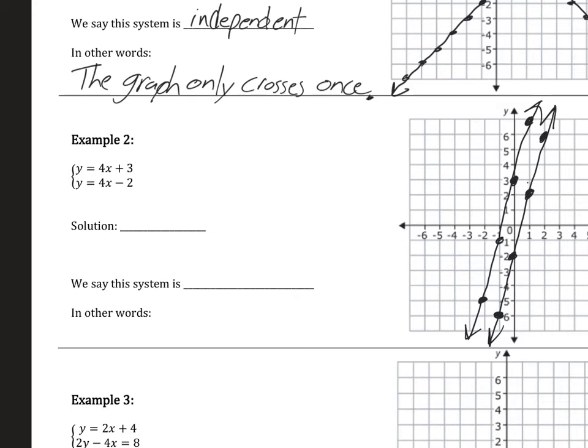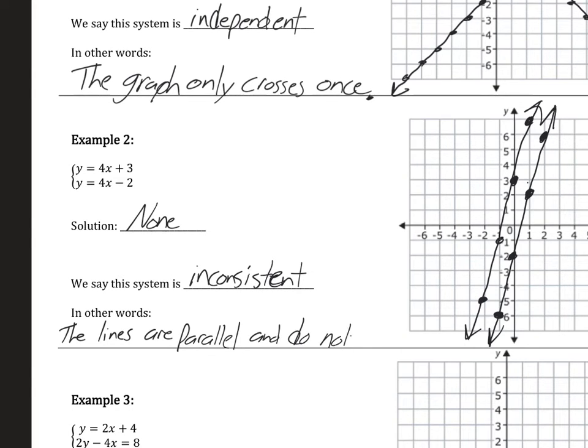What do you notice about both of these? Well, it looks like they both have the same slope, right? So we're going to say they never cross. I'm going to write none, or NA. We call this system inconsistent. So it is inconsistent. In other words, the lines are parallel and do not cross. So they're always just running next to each other. They are never going to cross.